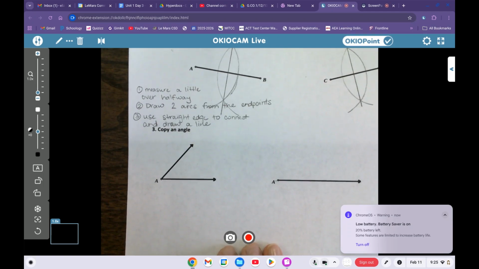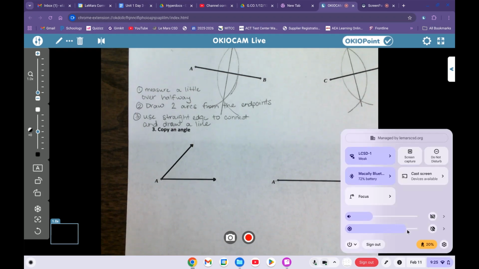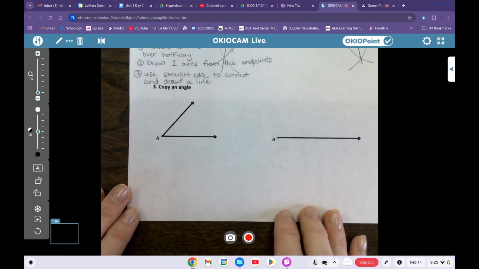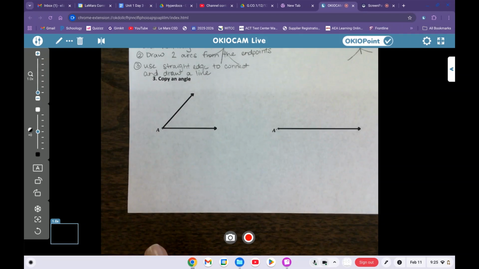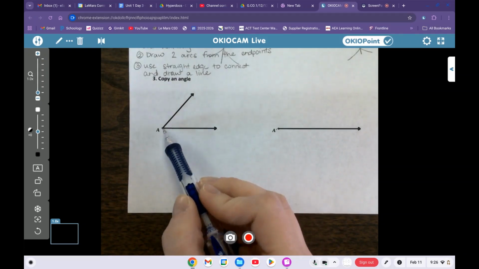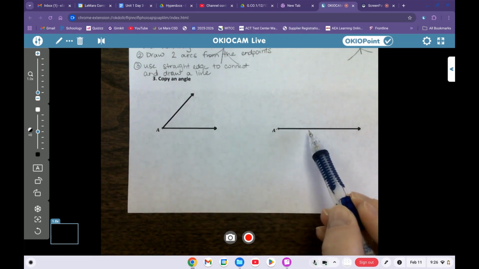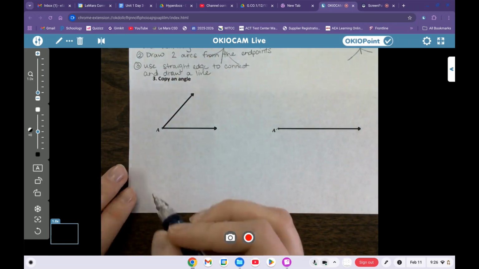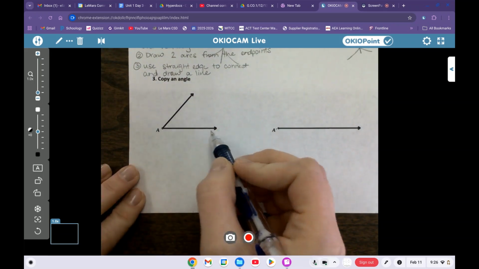All right, let's go on here to the last one, which is to copy an angle, okay? So I'm going to look down here on these last couple. We're going to be able to take this angle that I have over here, and I want to copy it over here, okay? Again, I'm going to give you some steps that you can use to help you do this. So the first step would be to measure one of the sides of the angle.